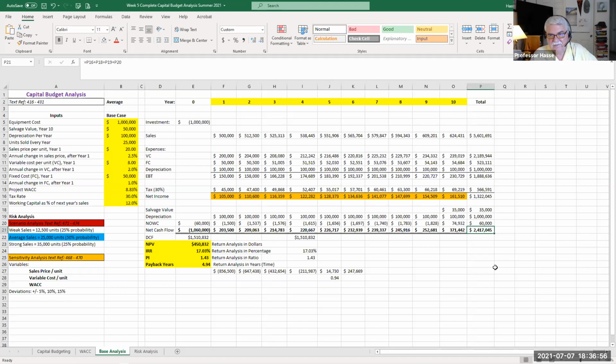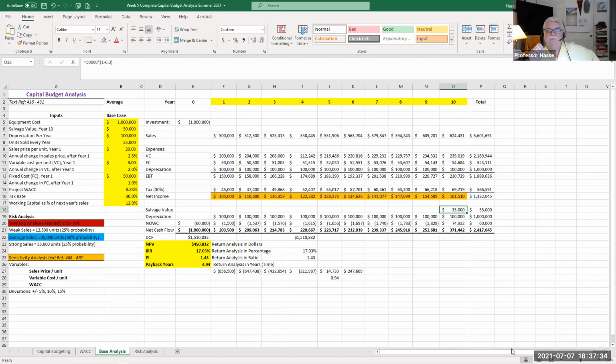Not profits, cash. These are the accounting profits, $1.322 million. That's their accounting profits: sales minus expenses less tax. But their project cash flow is about $1 million more than that because it includes depreciation, working capital, and the disposal value of the asset at the end of its life. How much I get for it at disposal.